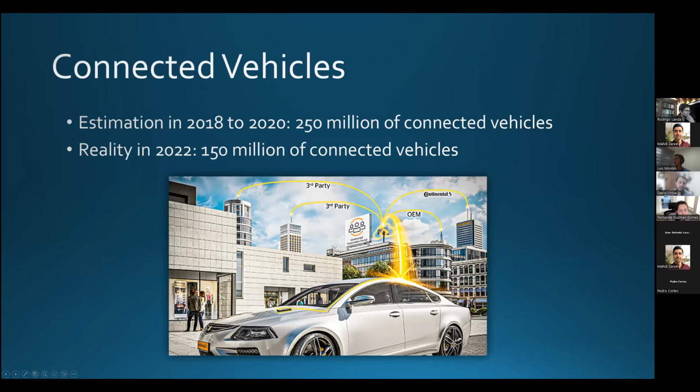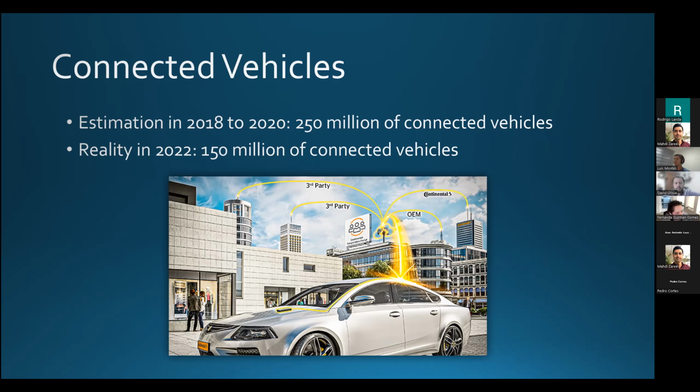Connected vehicles are vehicles that provide bi-directional communication. For example, in the case of Mexico, the cars are only receiving information, but they are not sending any information to the OEMs, the producers of the cars, the brands like Toyota, Mercedes, I don't know.